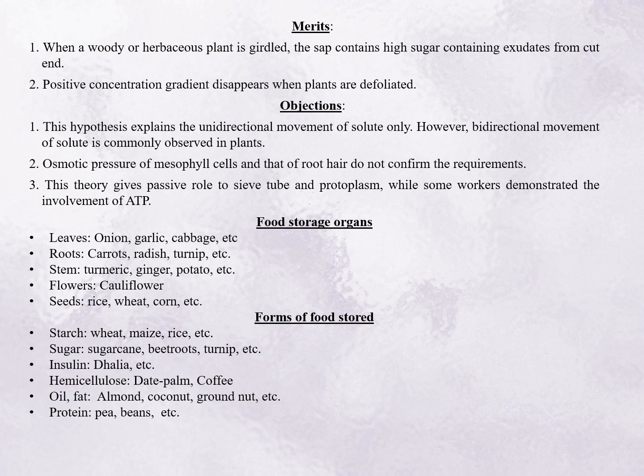Through this translocation of solutes, the organs which store the food materials are, for example, leaves: in onion, garlic, cabbage, the leaves contain the stored food material. Considering the roots: carrot, radish, turnip, potato, etc. Stem: turmeric, ginger, potato, etc. Then flower: cauliflower. Seeds: rice, wheat, corn, etc.